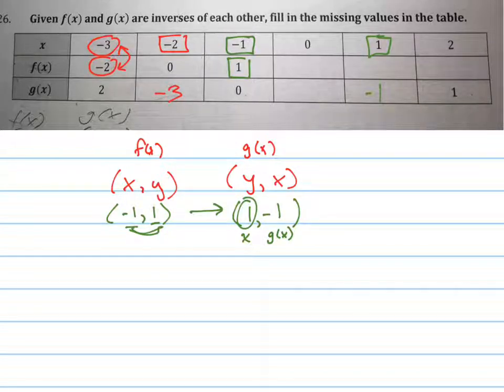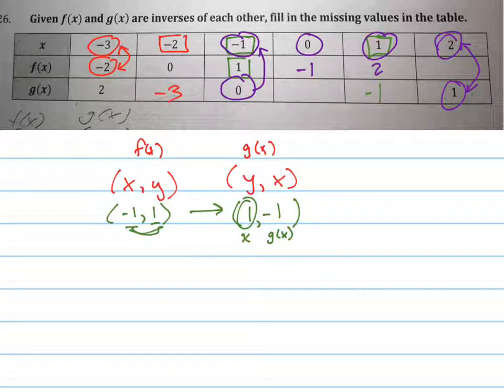So look at this one. If I've got, look at the last thing over here. If (2, 1) is in g of x, then (1, what)? (1, 2) is in f of x. Make sense? So if (-1, 0) is in g of x, then flip them. (0, -1) is in f of x. Got it?